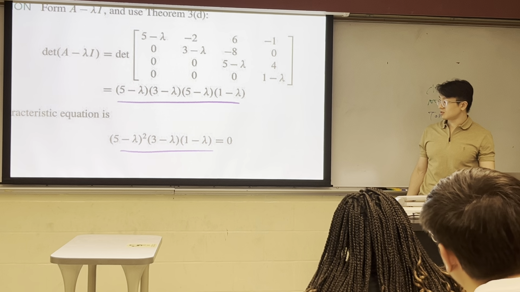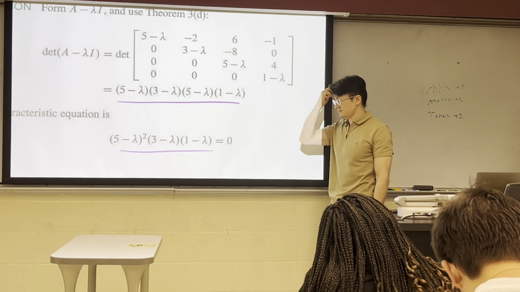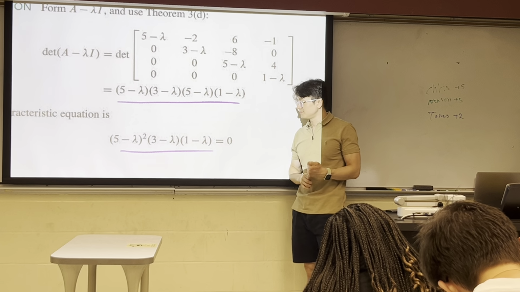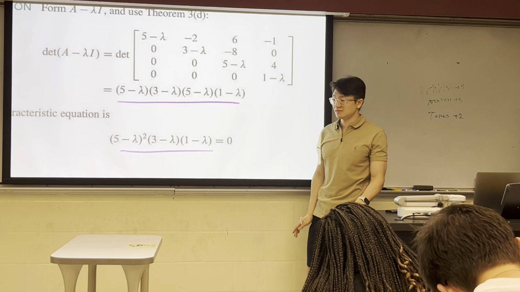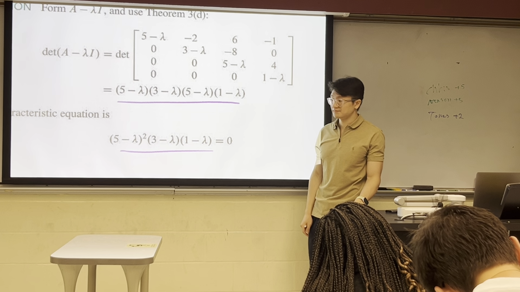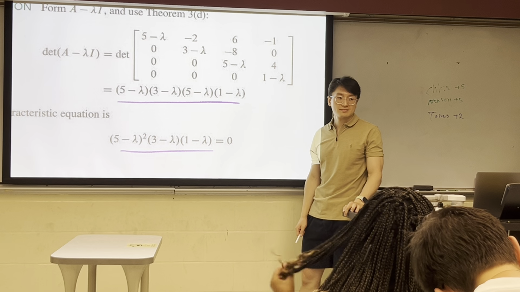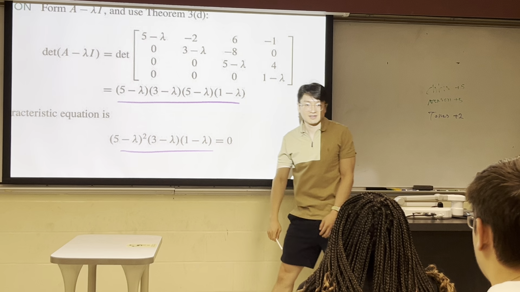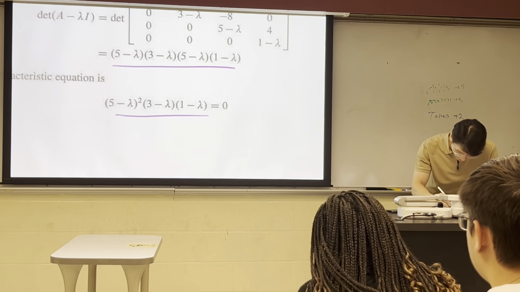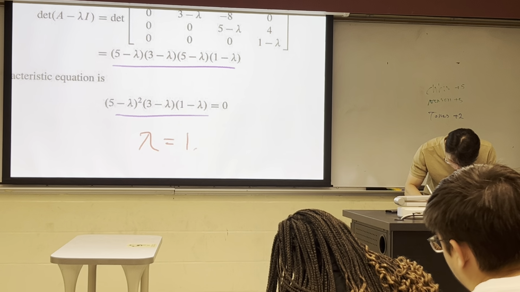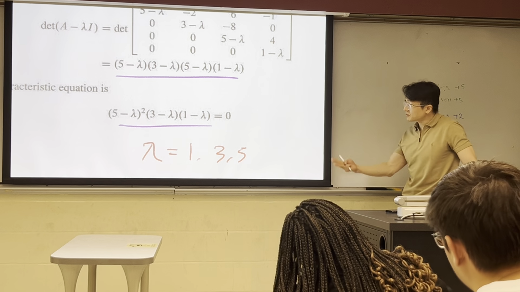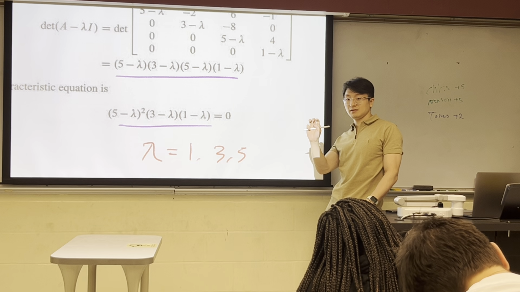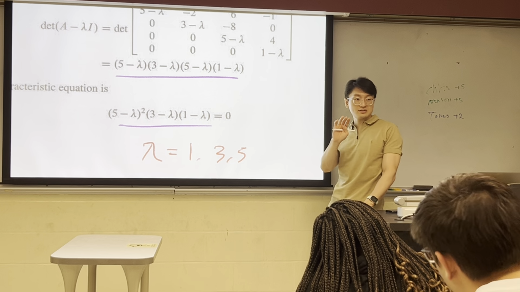Then our last job is finding the eigenvalues. What are they? Am I asking too much? Oh, so 1, 3, 5. That's 1, 3, 5. The eigenvalues are 1, 3, 5, meaning I'm going to have 3 different eigenvalues. Okay? Make sense?